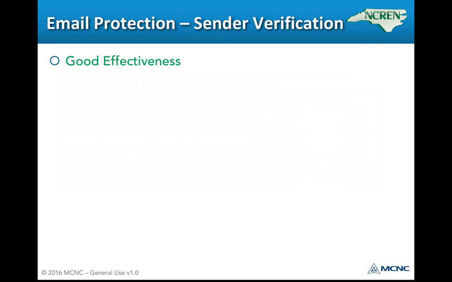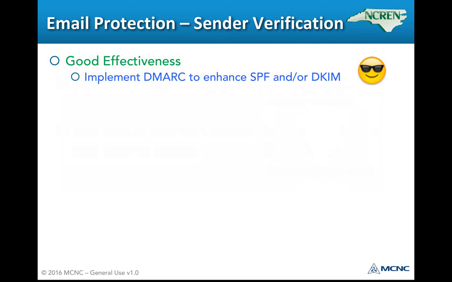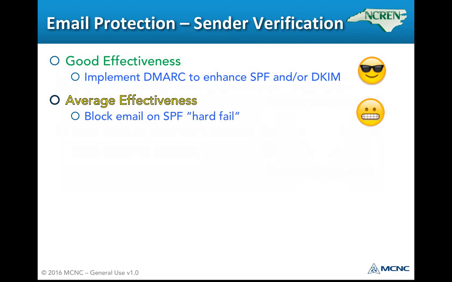They tell you that under the heading of average effectiveness, blocking emails based on an SPF hard fail, and they say that's average because there are ways for attackers to get around that. That's certainly a step in the right direction, but it's not foolproof. Blocking email on DKIM fail, and then under the heading of minimal effectiveness, blocking based on spam blacklists.